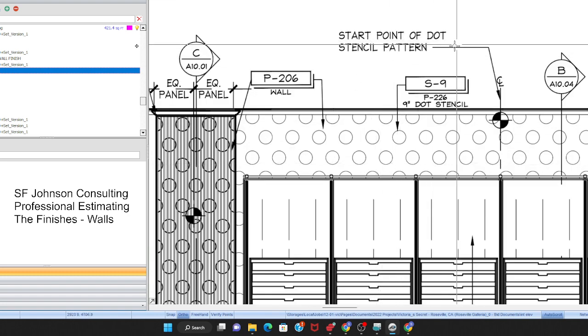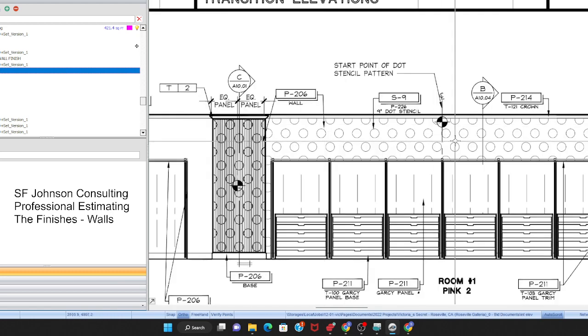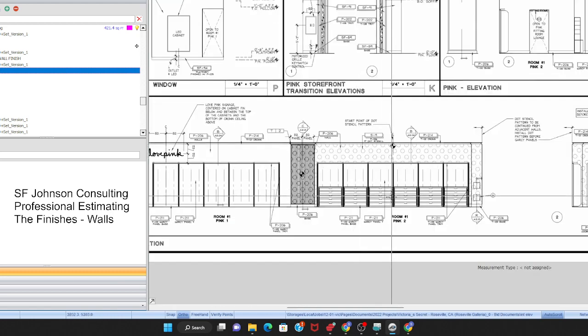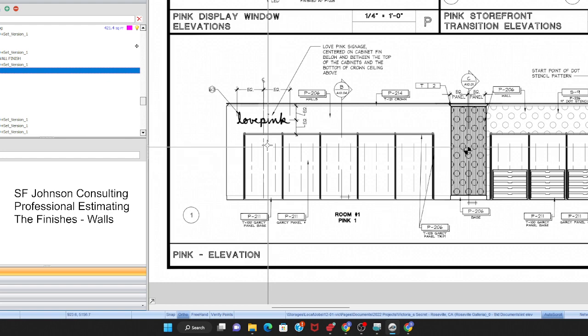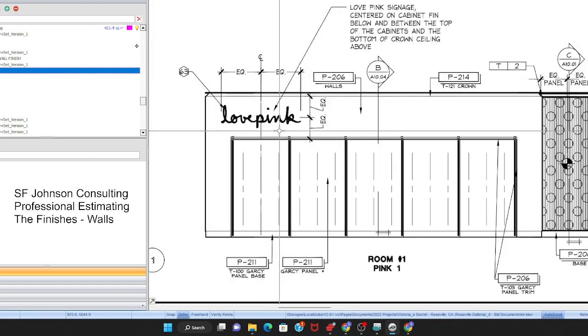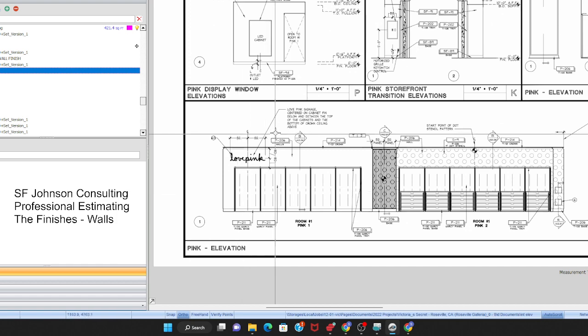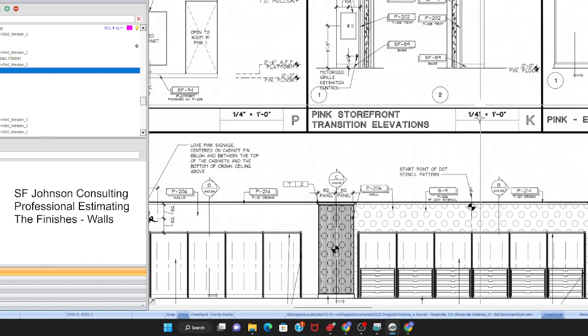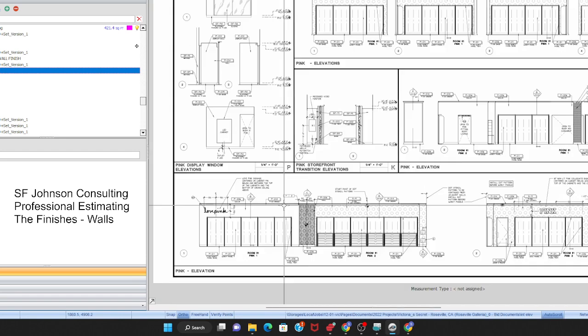And look at that. So start point of dot stencil. Yeah, so we got the stencil. We paint the wall. That's interesting. Okay, that's a good one. I mean, I just like to bid stuff just to see if you get it, and then it's like, oh, okay. I like doing this because it's fun.